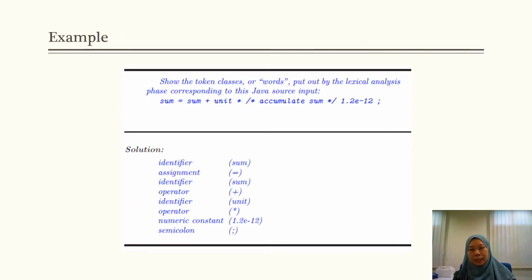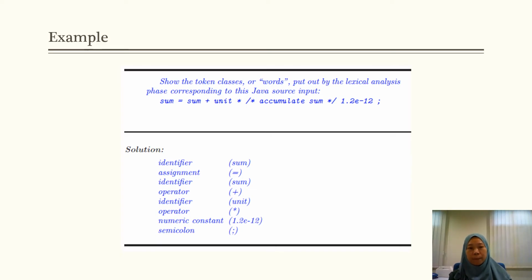On the next slide is an example of how they split the sentence that you write in a high-level language into tokens. For example, you have sum equals sum plus unit multiplied by accumulate sum multiplied by 1.2e-12 semicolon. That is the statement, the sentence, the words. The solution here is that they will split it into tokens. Each of it will have a different category of token.